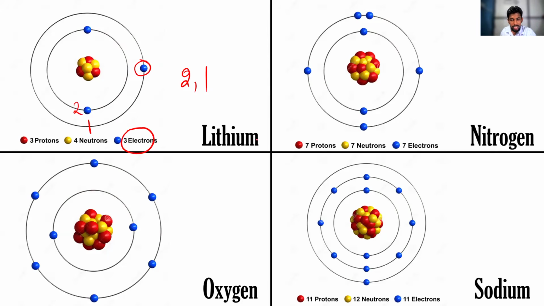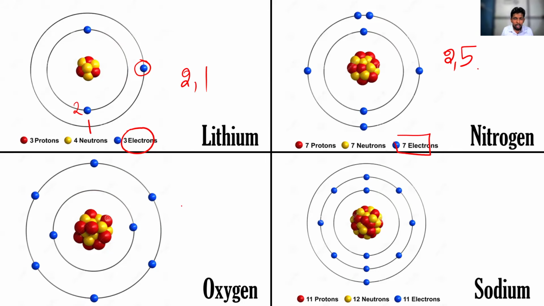And for nitrogen, it has 7 electrons. So how can I write the electronic configuration? 2, comma, because in the first energy level it will be 2. Out of 7 electrons, 2 electrons are there, and 5 electrons are remaining, right? So 2, comma 5 will be the electronic configuration.